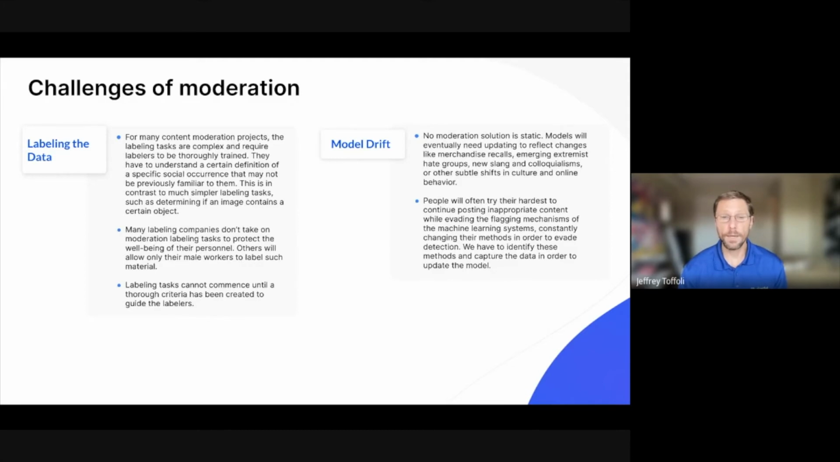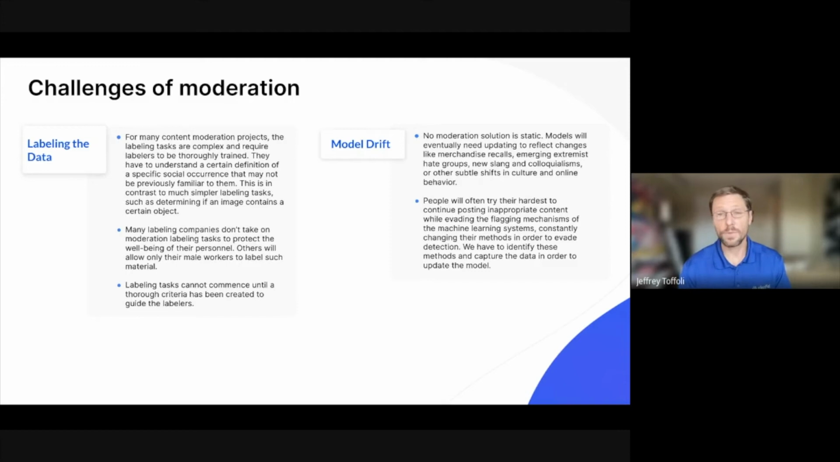And then many labeling companies just won't take on certain moderation labeling tasks because of the trauma to their personnel. And labeling tasks cannot even get started until thorough criteria have been created to guide your labelers.